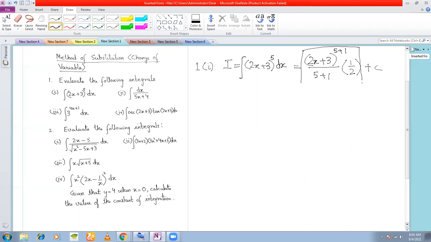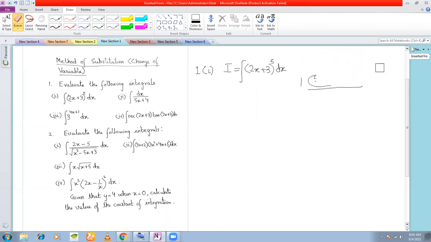Why should we divide by 2? And why should we write this as 5 plus 1 by 5 plus 1? How are we actually getting this? Now we shall see how. This we actually get with the help of the method of substitution.